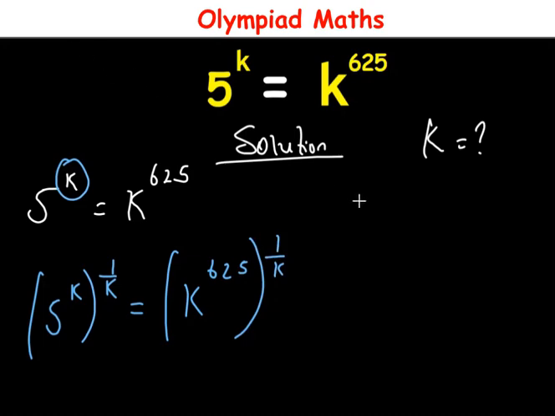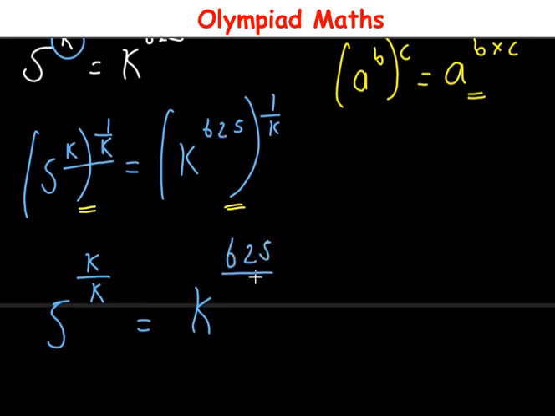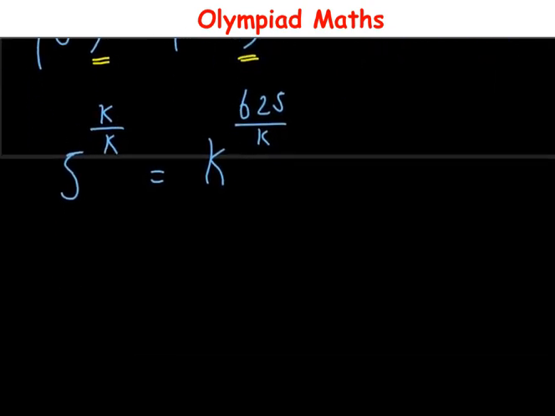Now, making use of this rule, that if you have a raised to power b, raised to power c, this equals a raised to power b times c. Applying this rule right here and here also, we have 5. Now power k, we multiply 1 over k. K times 1 is k over k equals k raised to power 625 times 1 is 625 over k. So from here, we cancel k, we have 5 is equal to k raised to power 625 over k.